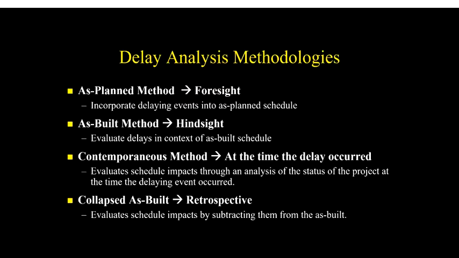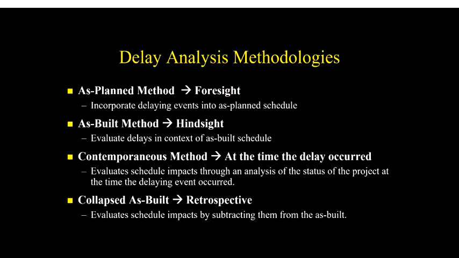Number three is the contemporaneous method, and that is the delays are analyzed as they occur. So we draw a data date, we look at the delays that occur in that period of time, and then we forecast the project completion date to the right of the data date.